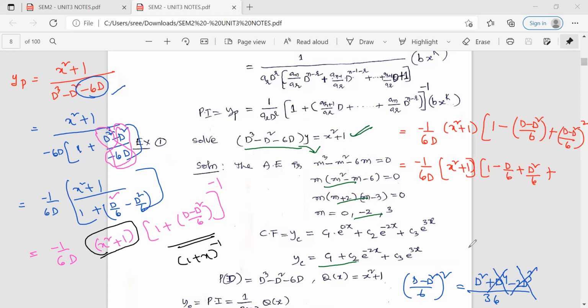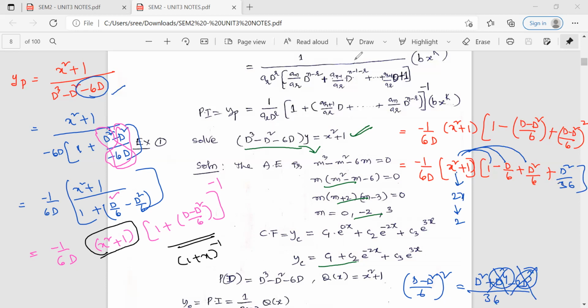Why? If you multiply x square plus 1 with d square, d square means we have to differentiate 2 times. What do we get? If we differentiate 1 time, we get 2x, another time we get 2 only. If we differentiate a third time, we get 0. The fourth time is also 0. So I write here only d square by 36.